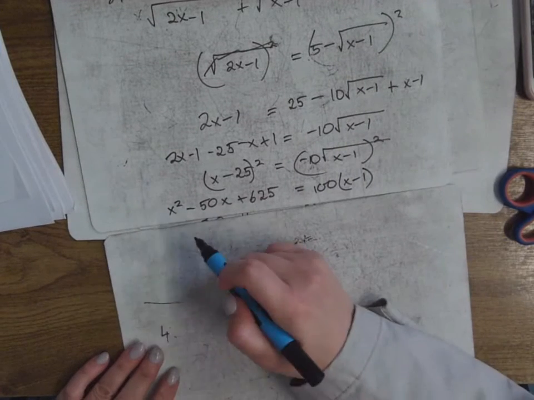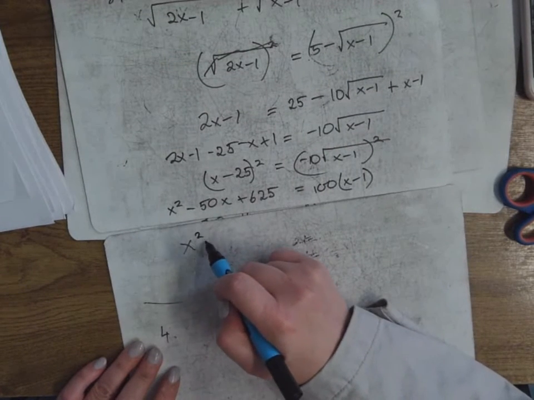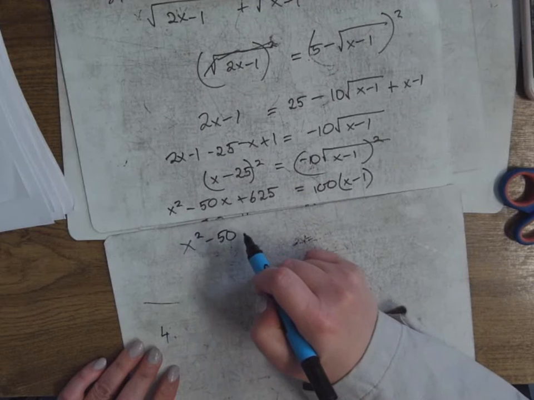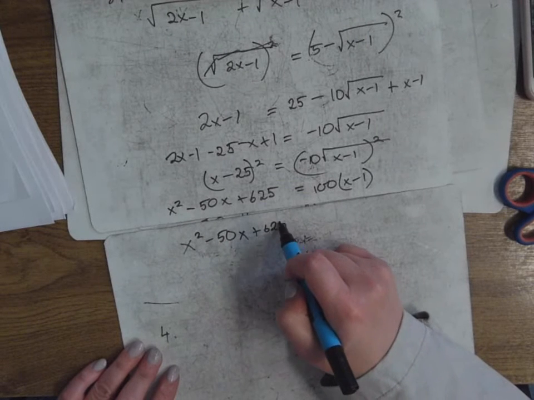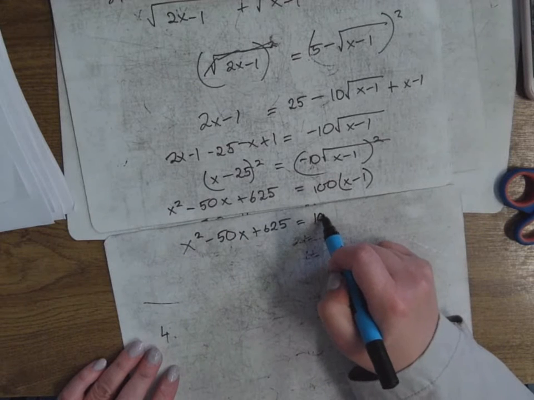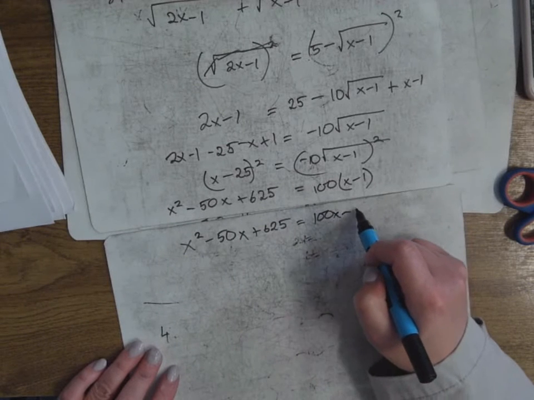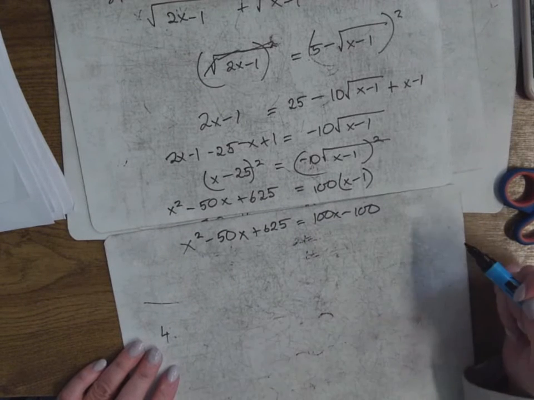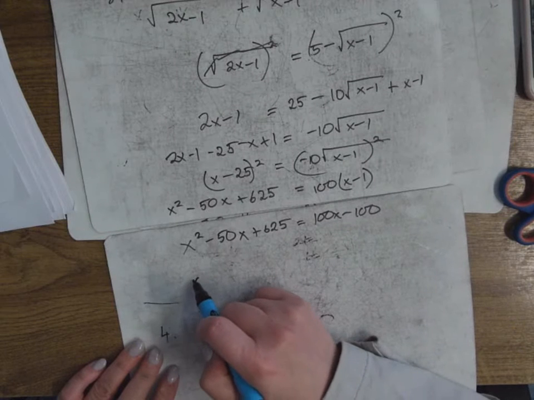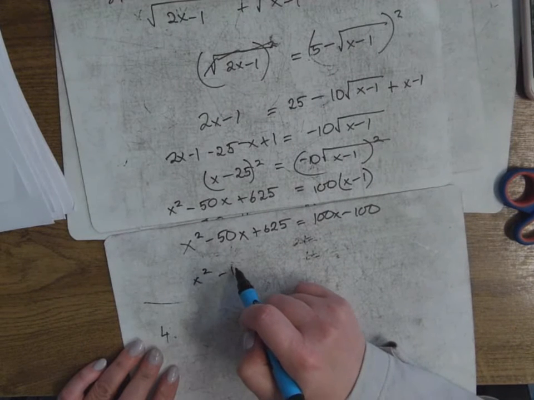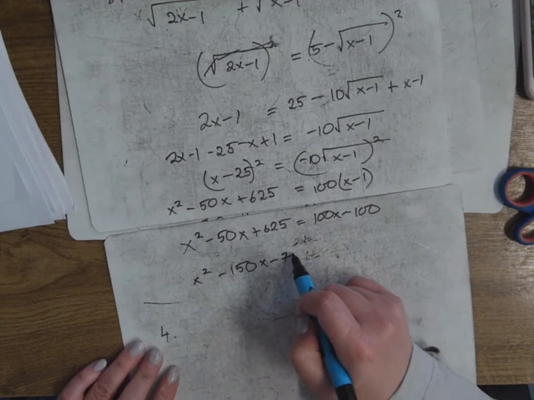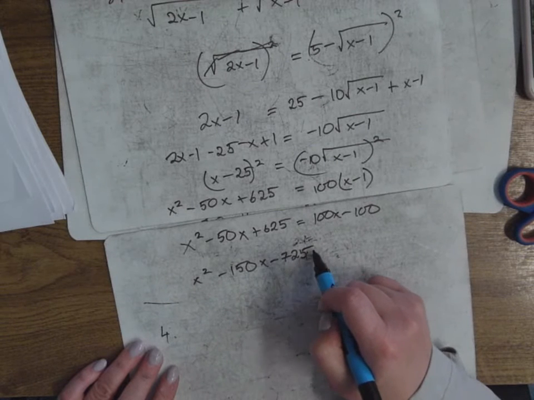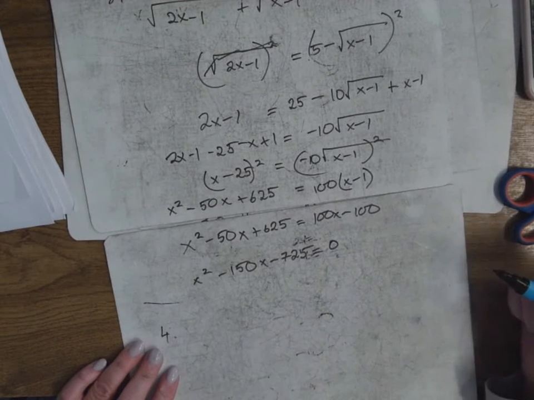Right, so that would be x squared minus 50x plus 625, multiplying in here, you have 100x minus 100. Okay, so that would be x squared minus 150x minus 725 equals 0. Yeah?